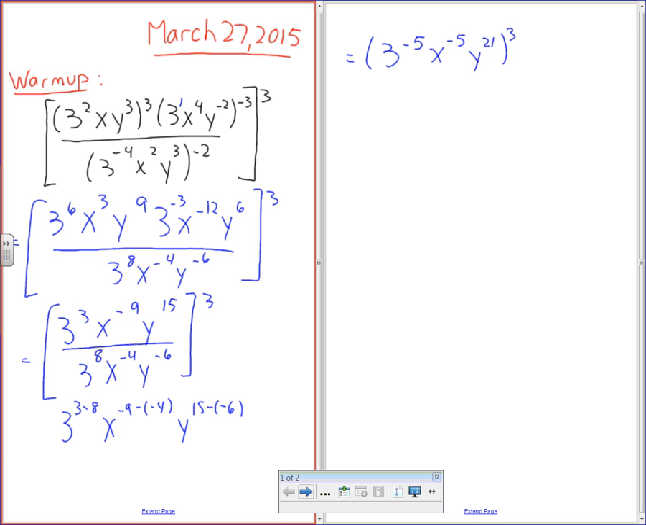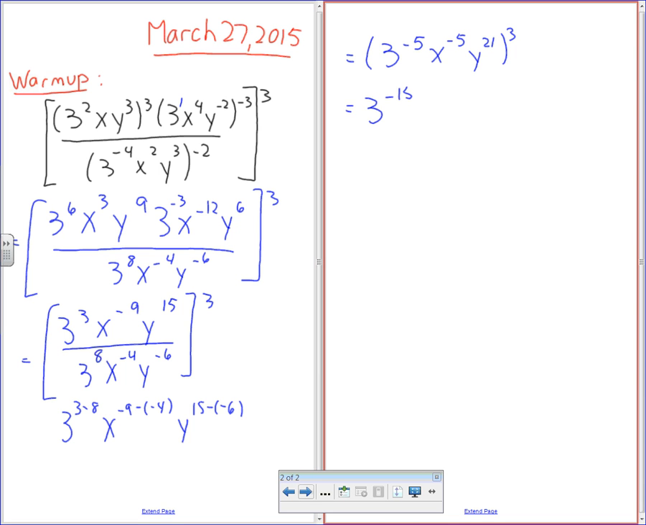Okay. Can I get a fifth volunteer to give me the last step here, the second last step? Go ahead. So it'd be 3 to the negative 15. Yeah. Y to the 6. Great.